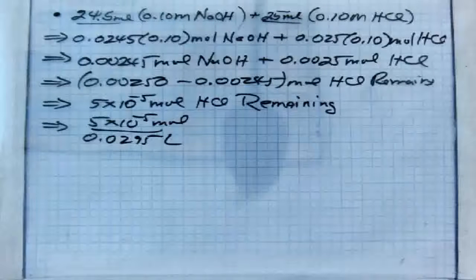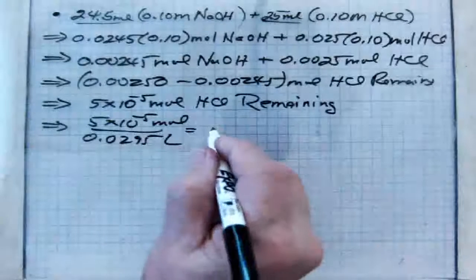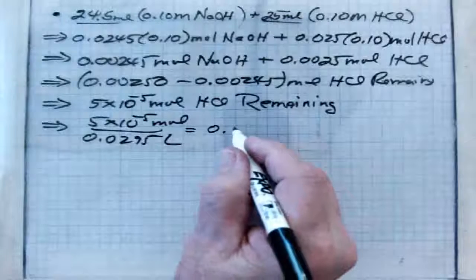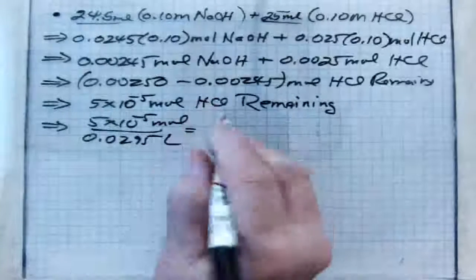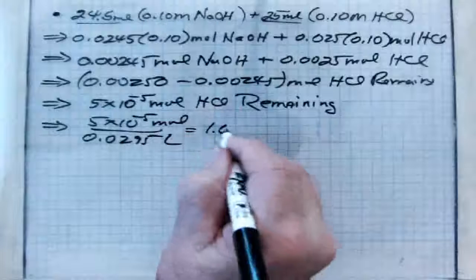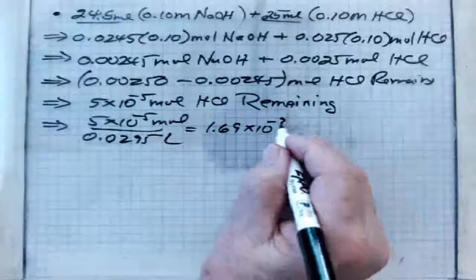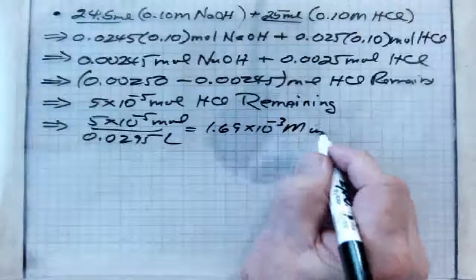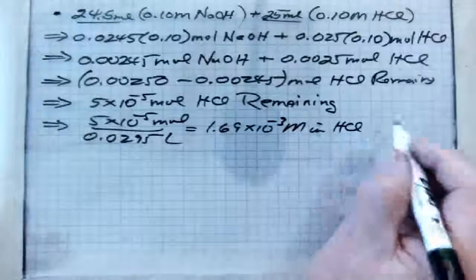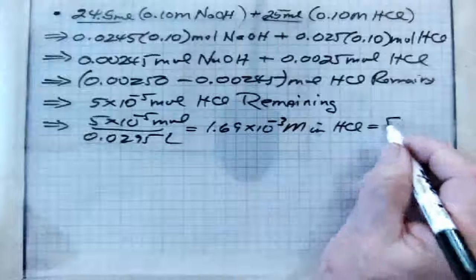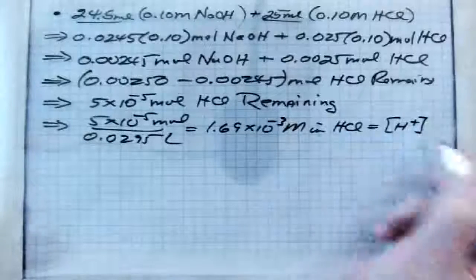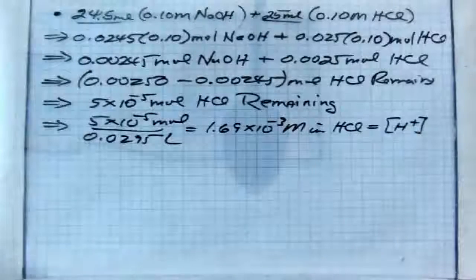And I put it in exponential: 1.69 times 10 to the minus 3 molar in HCl, which is equal to our concentration also of the hydronium ion concentration right here.